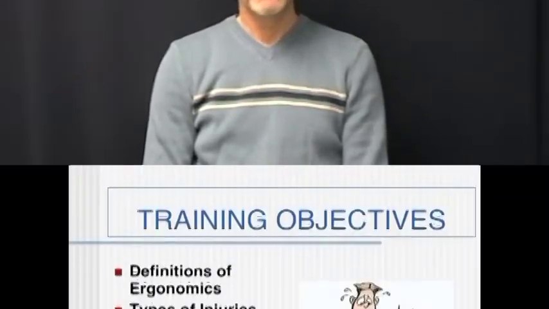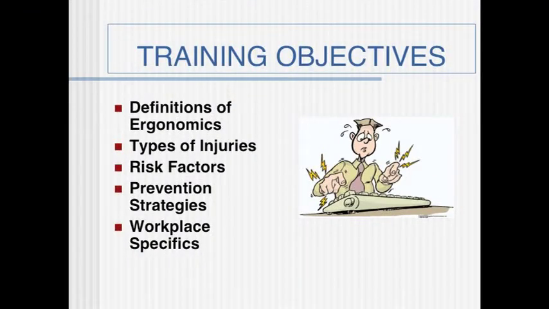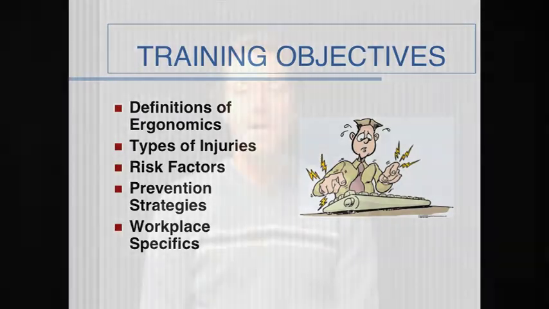I'm Todd Culver, the Assistant Director for the Association, and our topic today is office ergonomics. I'll provide you with a couple of definitions for ergonomics, talk about some of the types of injuries that can occur when we don't pay attention to the principles of ergonomics, some of the risk factors that can contribute to those injuries, as well as some prevention strategies. And we'll conclude with some analysis of workplace specifics, particularly as it relates to workstation design in an administrative or office environment, especially with a computer workstation.